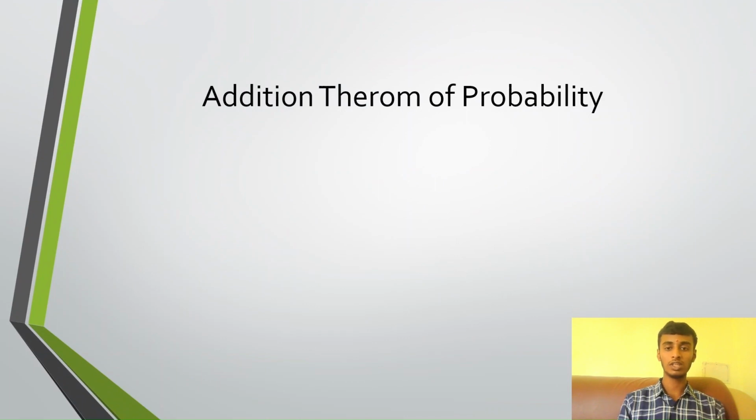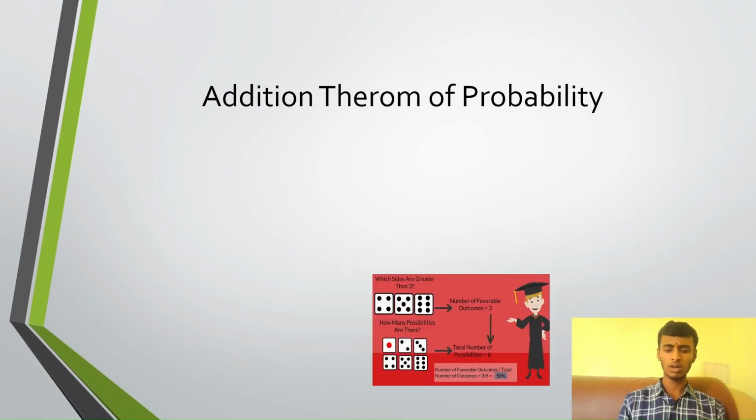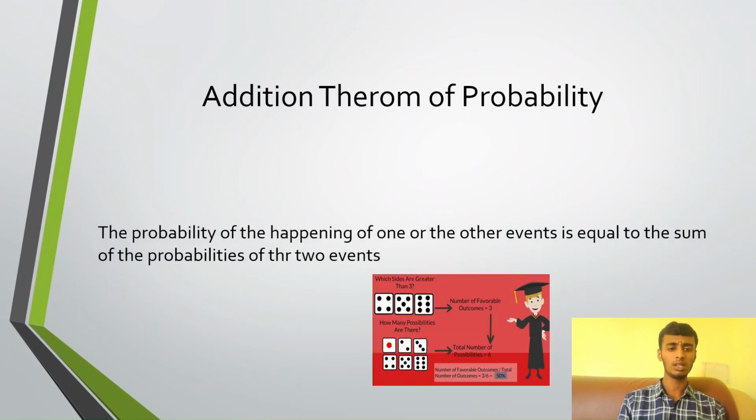We'll come to the addition theorem of probability. What is this addition theorem of probability? The probability of the happening of one or the other event is equal to the sum of the probabilities of the two events. That is, P(A or B) equals P(A) plus P(B).